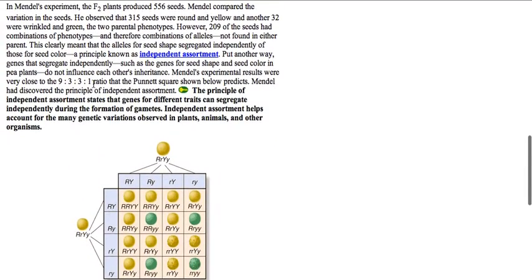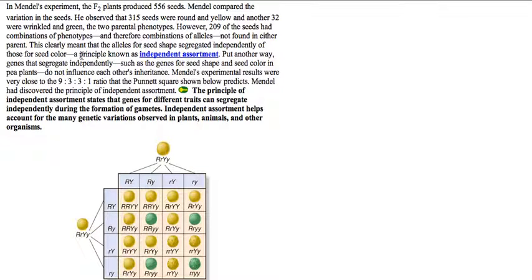In Mendel's experiment, the F2 plants produced 556 seeds. Mendel compared the variation in seeds. He observed that 315 seeds were round and yellow. Another 32 were wrinkled and green, the two parental phenotypes. However, 209 of the seeds had combinations of phenotypes, and therefore combinations of alleles, not found in either parent.